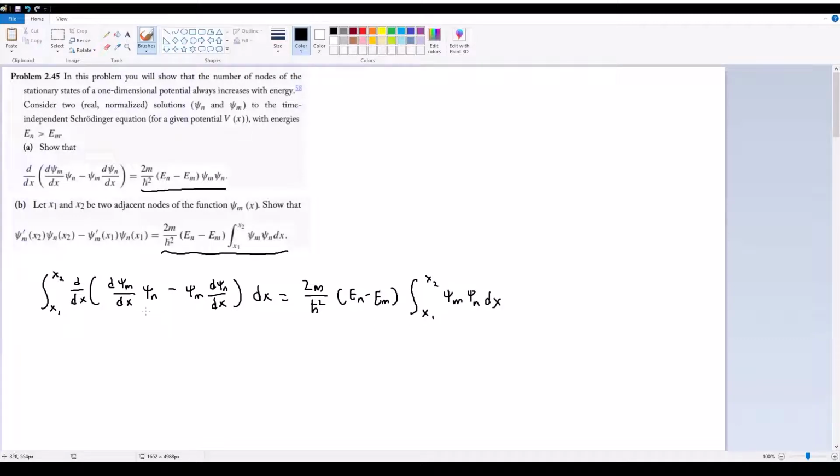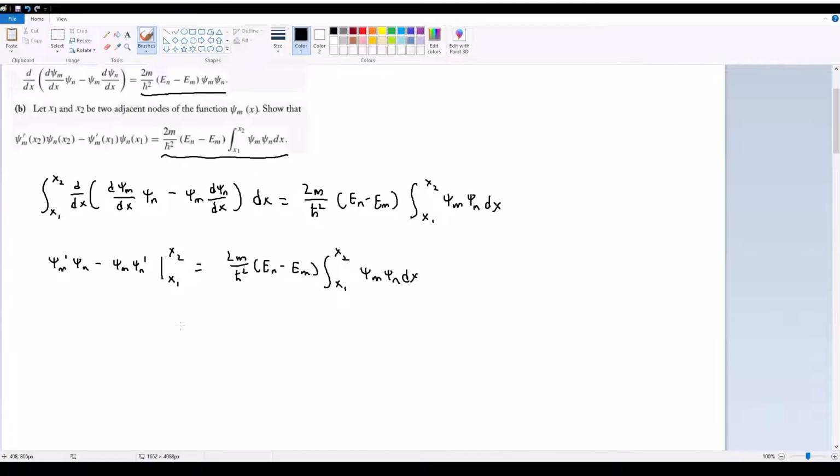So on the left hand side, the integral is canceled out with the derivative, so we get, and I'm going to write dψ/dx as just ψ prime, ψm prime ψn minus ψm ψn prime, evaluated from x1 to x2, is going to equal 2m over ħ² times (En minus Em) times our integral from x1 to x2 of ψm ψn dx. So at this point, it's just a matter of plugging this in.